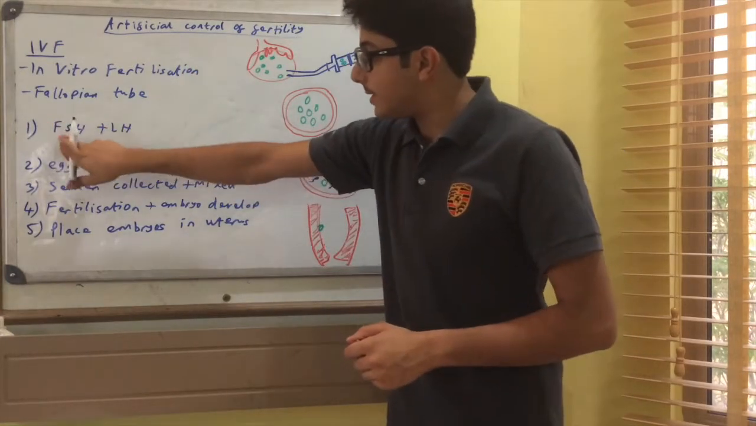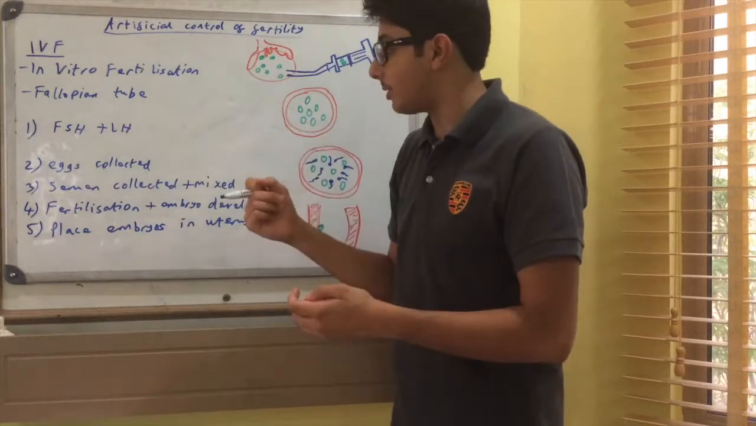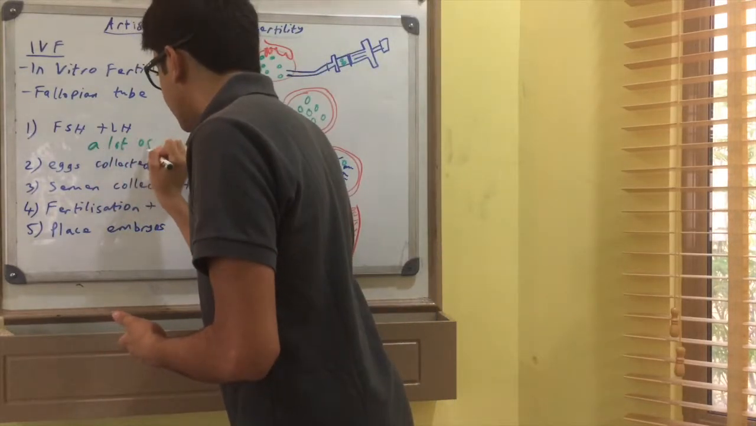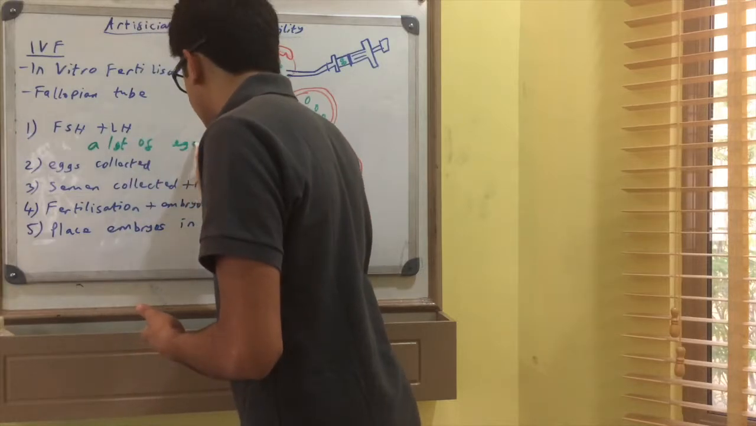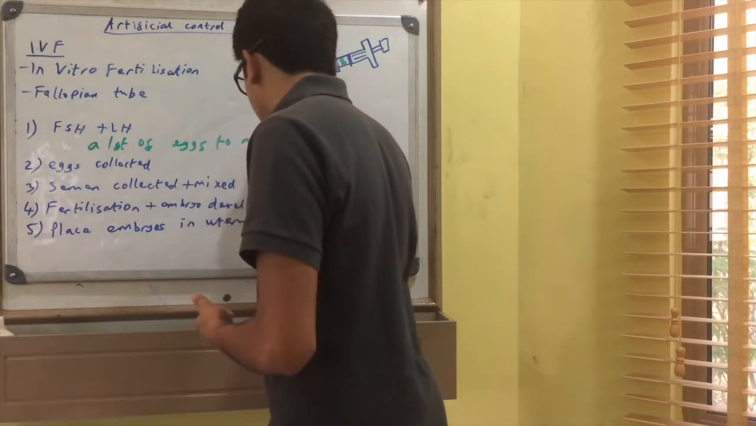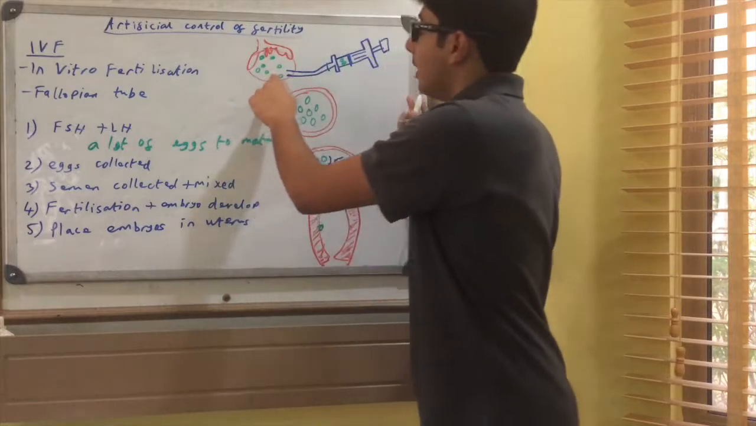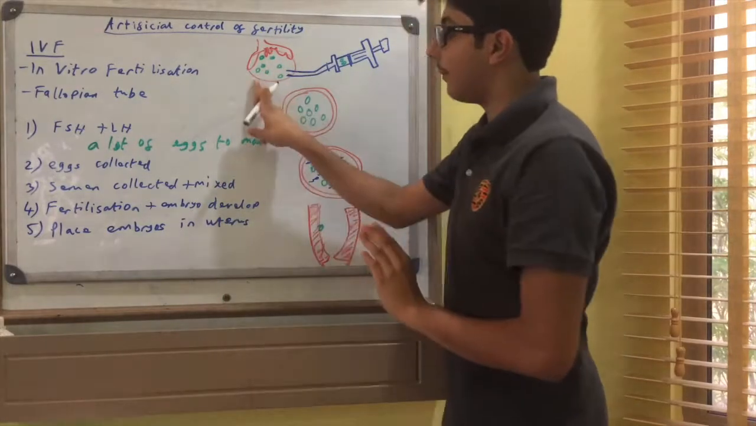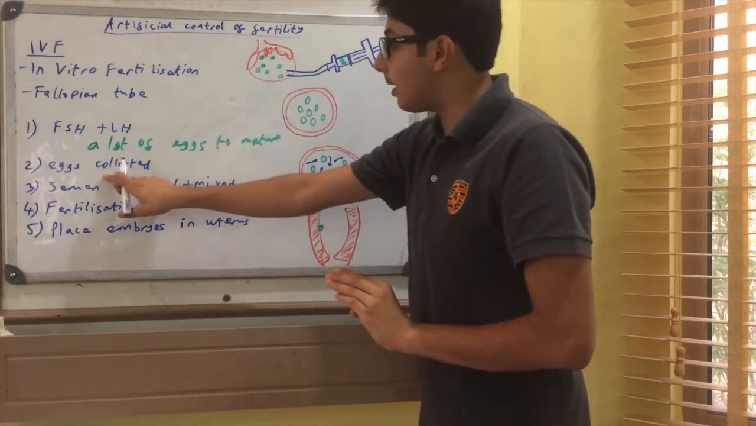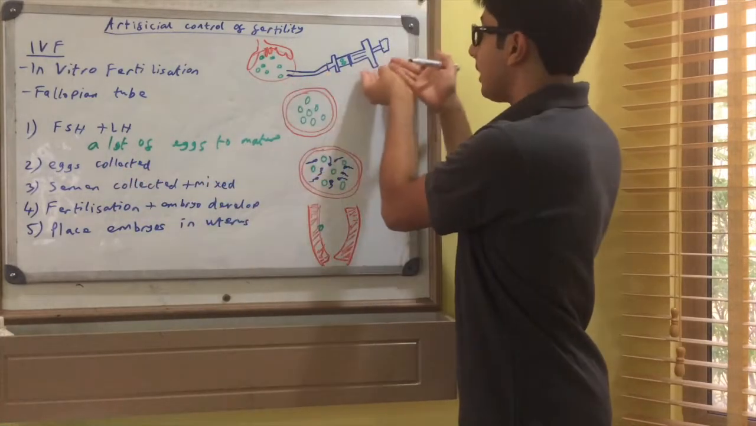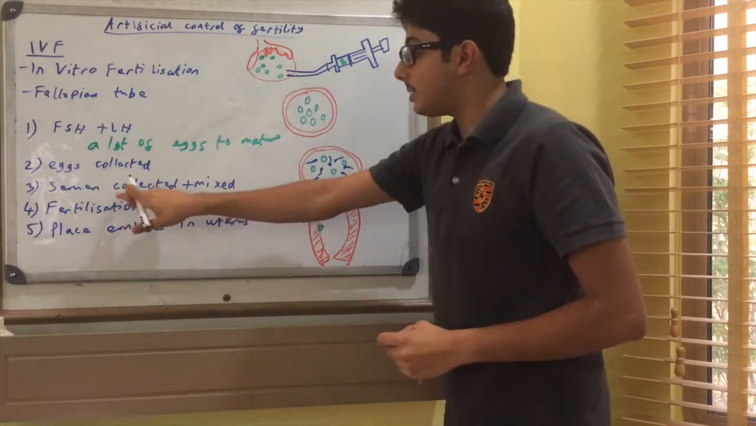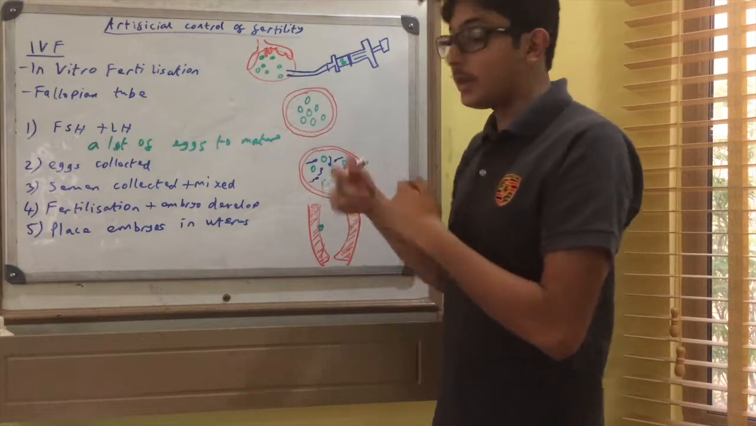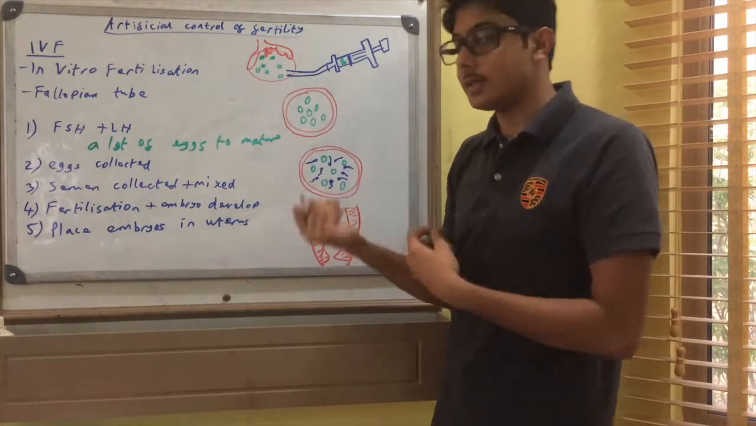First of all, FSH and LH are added. These are fertility drugs. What do they do? They cause a lot of eggs to mature in the ovary at the same time, as shown here. Then the eggs are collected, as shown here, and then semen is collected, and then it is mixed with the eggs, which will allow fertilization.